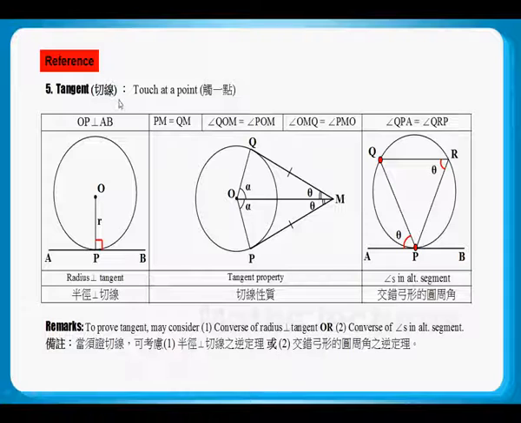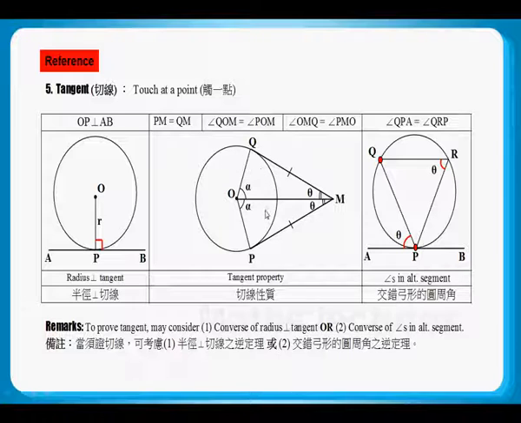We have tangent. Tangents mean touch a point. That means a line touches a point of a circle only, or a line touches a circle at a point. In this case, the radius is perpendicular to the tangent. Because of this, we can construct 2 congruent triangles with 2 tangents.